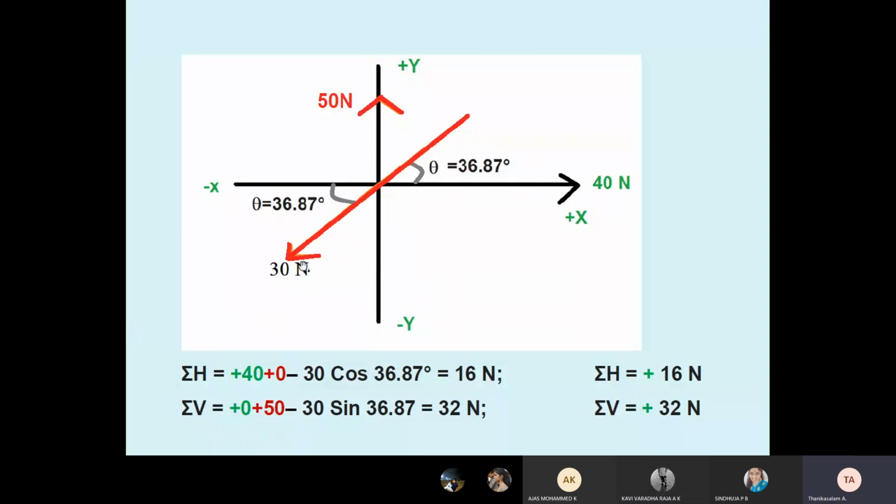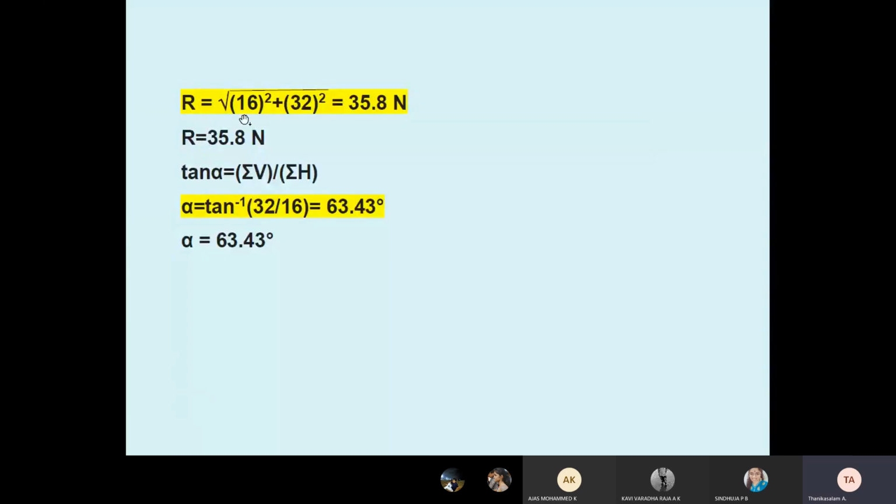Now the third component is inclined, so we have a formula to apply here. R equal to square root of 16 square plus 32 square. Therefore, the resultant is 35.8 Newton. Then tan alpha equal to summation of V divided by summation of H. Alpha equal to 63.43 degrees.